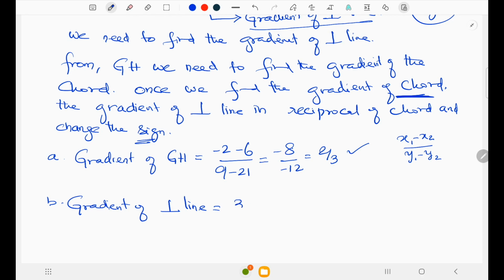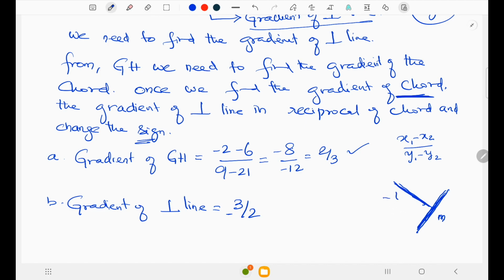Reciprocal is 3 by 2. Here the symbol is positive, here the symbol is negative. That is, if suppose this is the line and its gradient is m, we need to find the gradient of the perpendicular. So the perpendicular line gradient equals minus 1 by m. This is the formula. If we want to find the gradient of any line which is perpendicular to another line, say the gradient of a line is m, then the gradient of the perpendicular is the reciprocal, 1 by m, and change the sign, minus 1 by m.